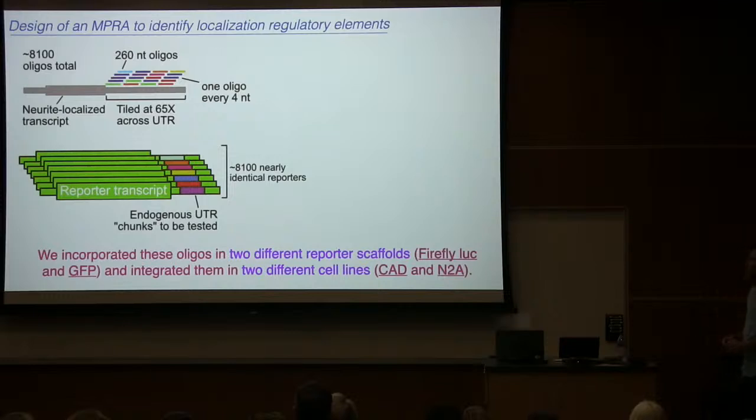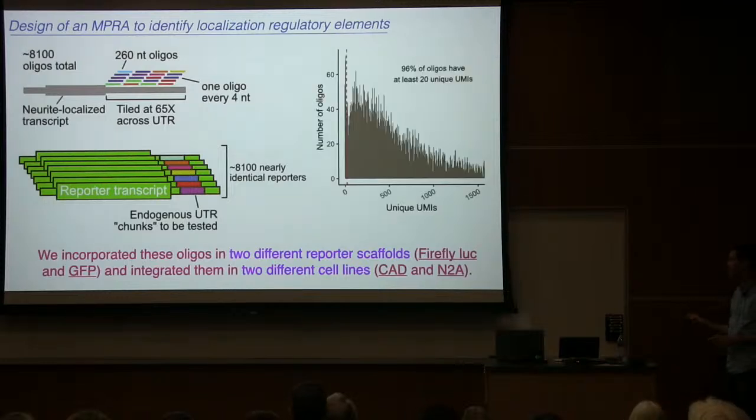For rigor and reproducibility, we incorporated these oligos into 2 different reporter scaffolds, one of which encoded firefly luciferase, the other of which encoded GFP, and we integrated them and did this experiment in our 2 different neuronal cell lines, again, CAD and Into-A. This is just to show you that after we integrate these reporters site-specifically into the genome of these cell lines, we can still detect 96% of them. So we're assaying pretty much every oligo that we set out to assay.